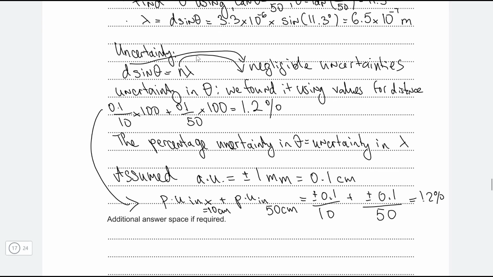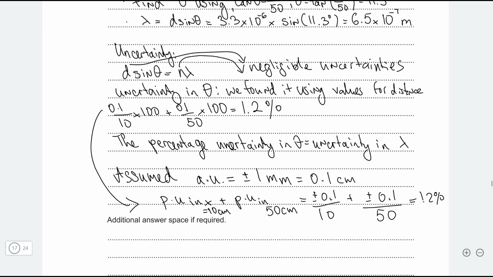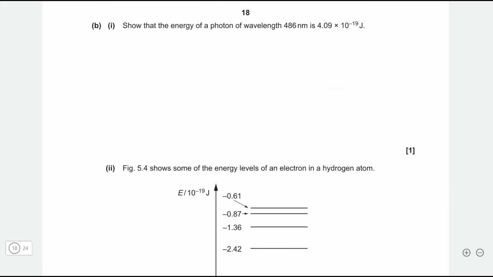Because we've calculated lambda simply by multiplying d by sine theta, and because n is equal to 1, we're kind of ignoring that, then our percentage uncertainty in sine of theta will be equal to this percentage uncertainty, which will be equal to the percentage uncertainty in the wavelength. So this will be 1.2%. Okay, the next one, this one here is not so bad.